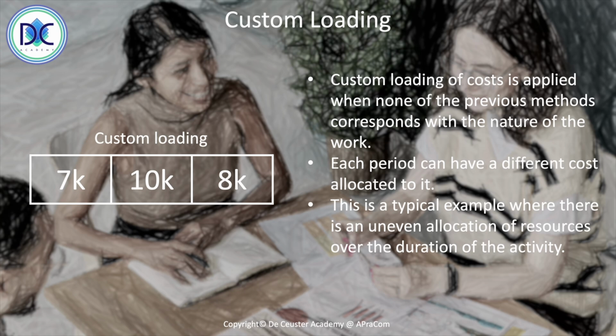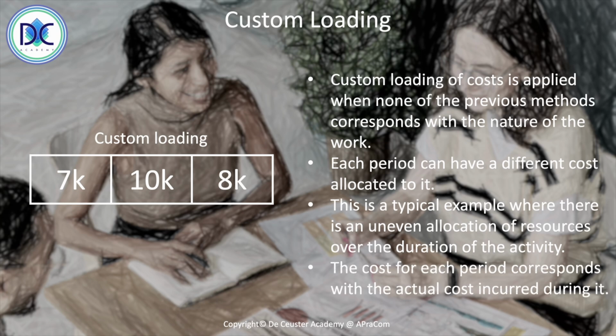The cost of each period corresponds with the actual cost incurred during the execution of the activity. So we have the actual cost, what we are expecting to get when we are working on this activity. So that's it for this video.